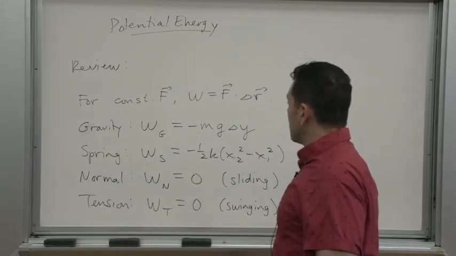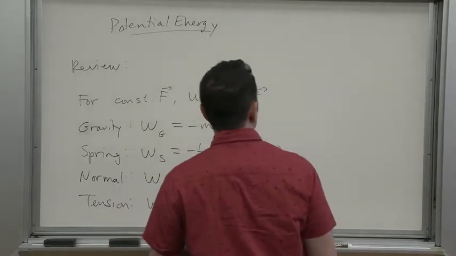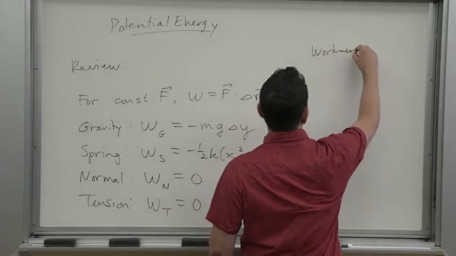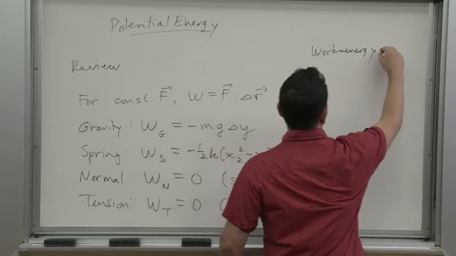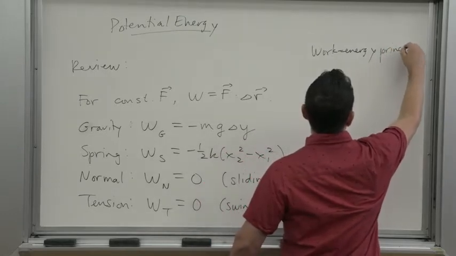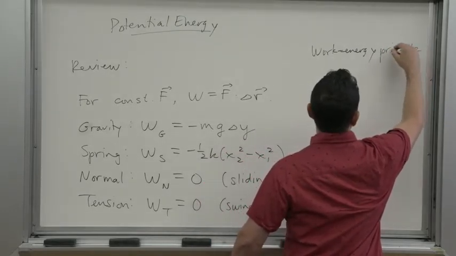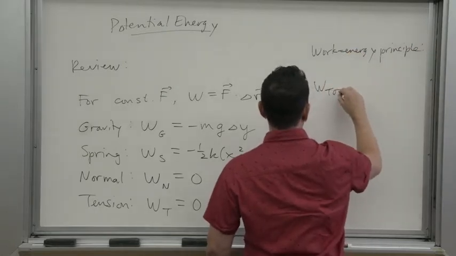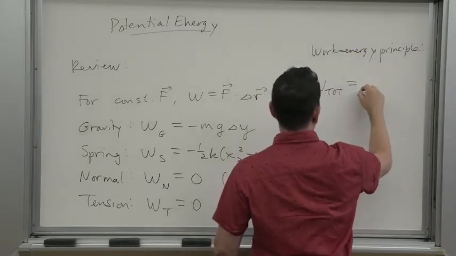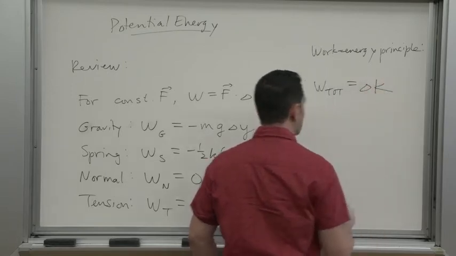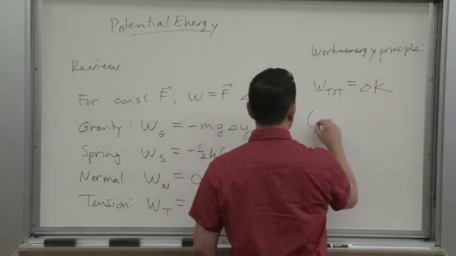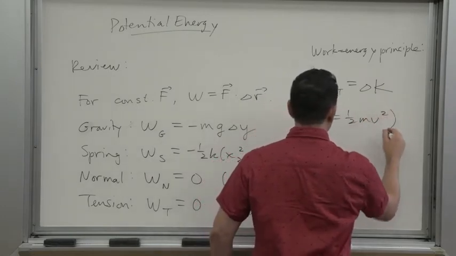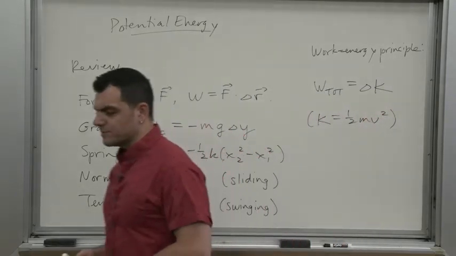So most importantly is the work-energy principle, which states that the total work done on an object is the change in kinetic energy of the object, where kinetic energy is 1/2 mv squared.